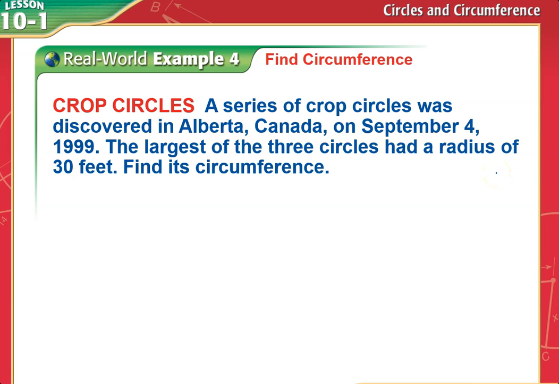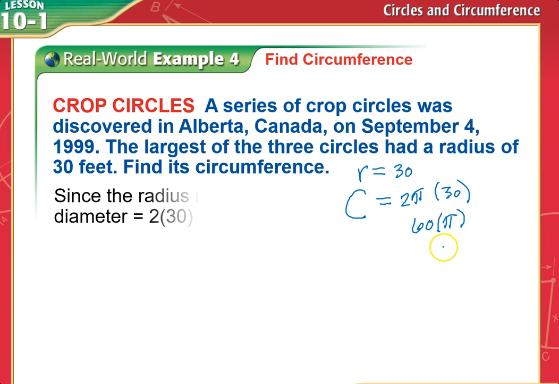All right, so here's a real-world example. A series of crop circles was discovered in Alberta, Canada, September 4th, 1999. The largest of the 3 circles has a radius of 30 feet. If we know that the radius is 30 feet and we're trying to find the circumference, we know circumference is simply 2 pi multiplied by the radius. So this looks like it's going to be 60 pi. And pi is about 3.14, so this is going to be somewhere around 180 feet.